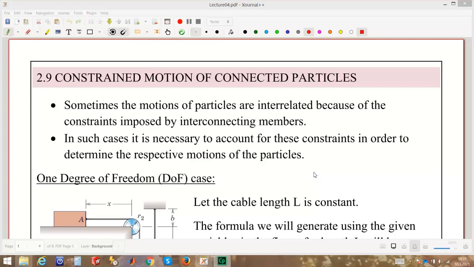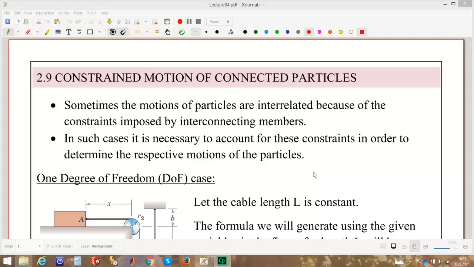This is our last subject on kinematics of particles. We're going to study constraint motion of connected particles. So there exists more than one particle here, but these particles are connected to each other. That means they are interrelated, and this relationship is a result of the constraint imposed by this connection.